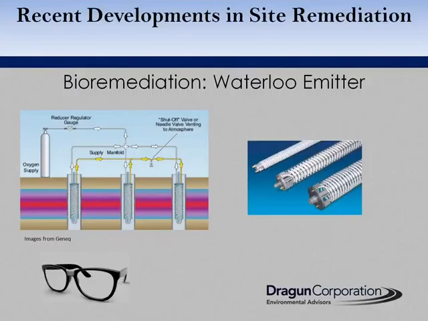Another consideration if you're going to use an oxygen supply for an emitter system is that oxygen must be restocked periodically, and this is typically every month, but there's minimal operation and maintenance involved to operate these types of systems.